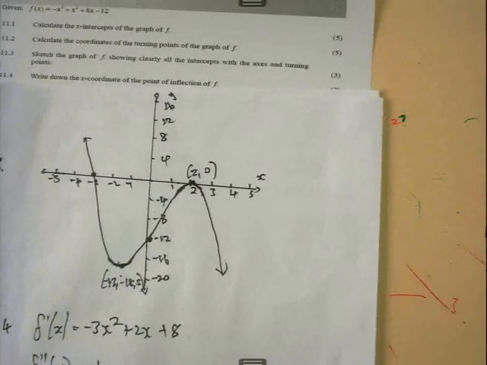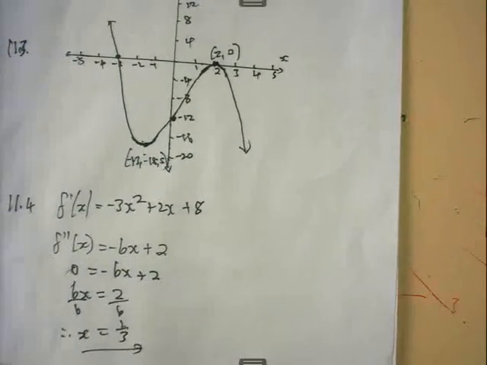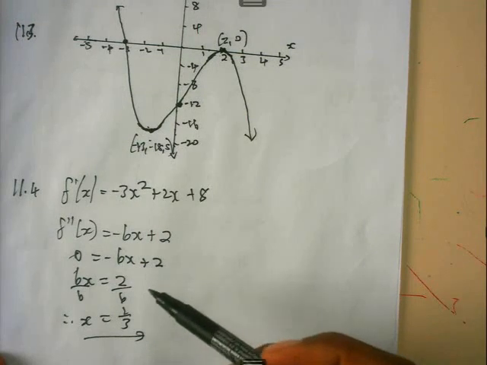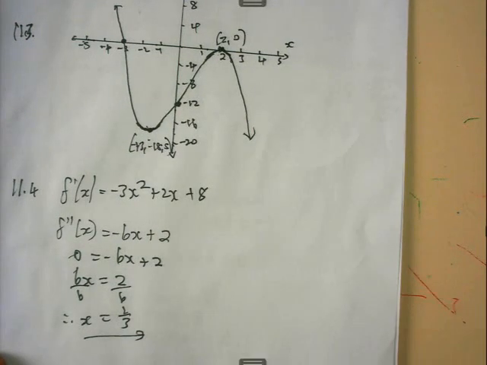Please, boys and girls, look at the question. Here they said write down the x coordinate of the point of inflection of f. It means in this case you are only looking for x, right? But sometimes they also say write down the coordinates of the point of inflection. Then in that case you must have x as well as y. Of course, I said one option is you can find the second derivative, let the second derivative be 0, and thereafter you solve for x.